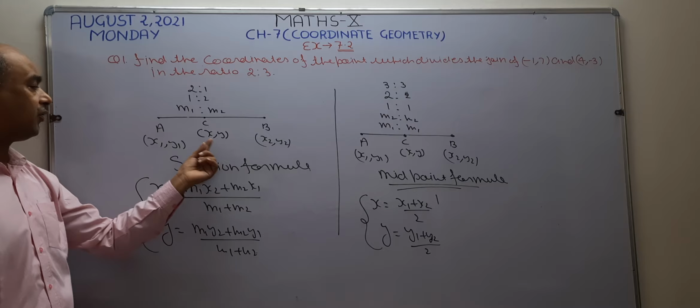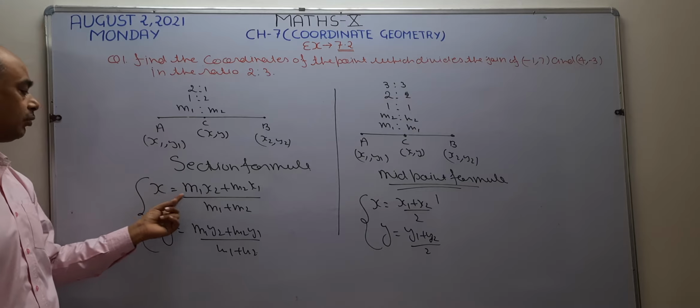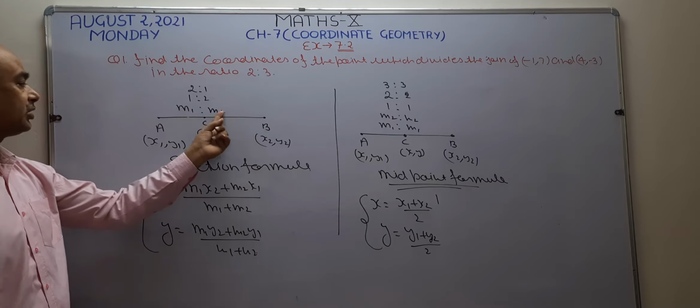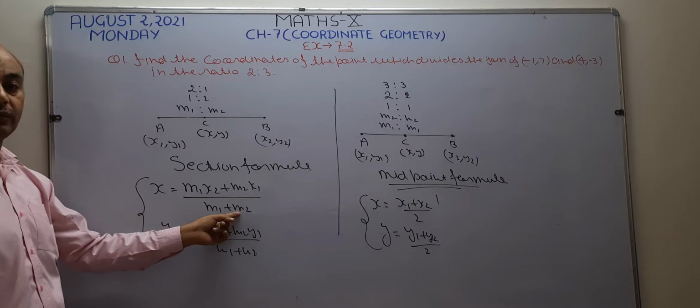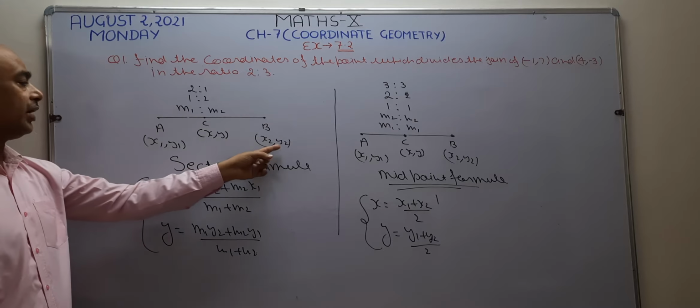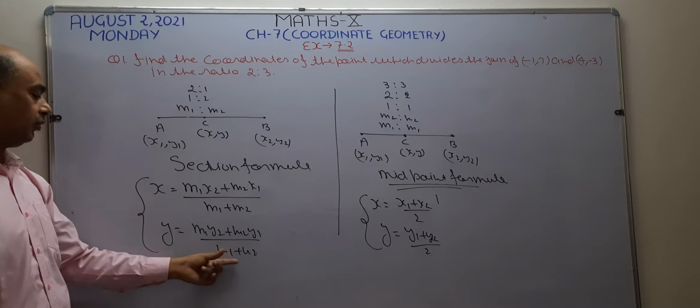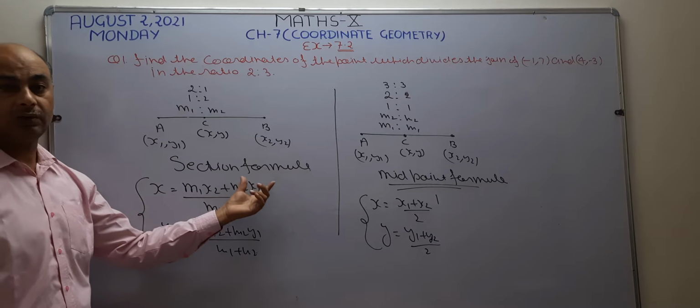In the section formula, how do we find the value of x? The formula is m1 x2 plus m2 x1 upon m1 plus m2. For y, m1 y2 plus m2 y1 upon m1 plus m2. I hope it is clear.